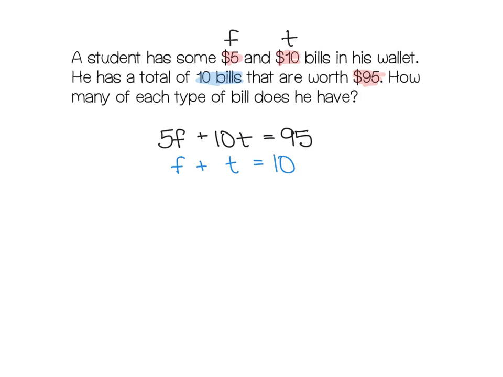Remember on the quiz you have to write out the matrix, so take a second, write out what you're going to type into your calculator. And you should have written out this 5, 10, 95, and then 1, 1, 10. Again, this is a 2 by 3, 2 rows, 3 columns. Go ahead and type this into your calculator.